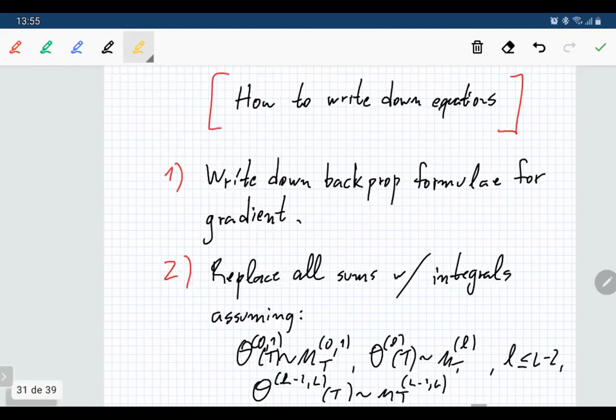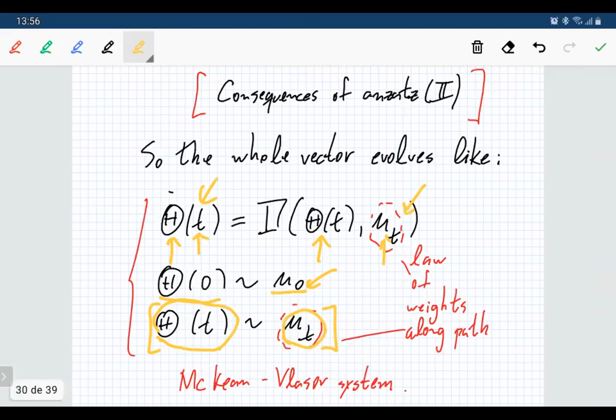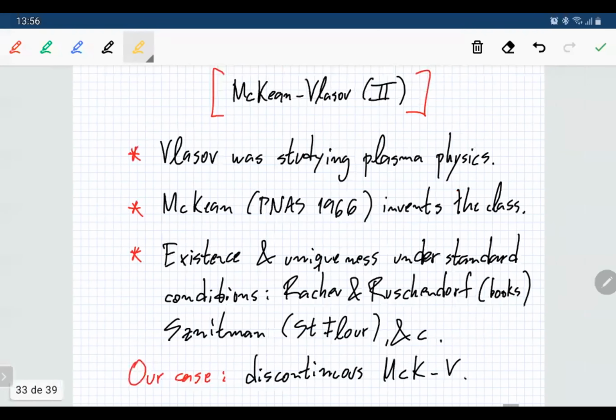If you really want to write down the equations, I'm just going to say, write down everything in backprop and replace all sums with integrals, assuming that what's in layer 0 and layer 1 are dependent, what's in layer L is independent, and what's in layer capital L minus 1 and capital L is dependent. Everything else is independent as described before. In any case, you're going to get a system like this. And again, it describes the law of a particle that interacts with so many other particles that it actually sees a deterministic cloud. Sometimes people study that with a diffusion term as well. In our case, we have no diffusion.